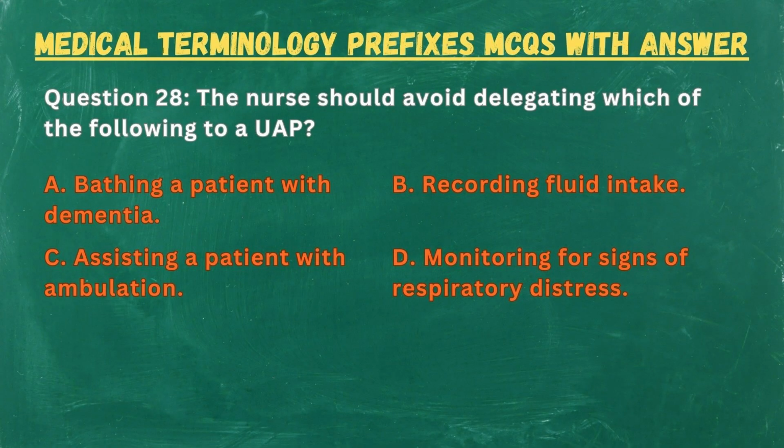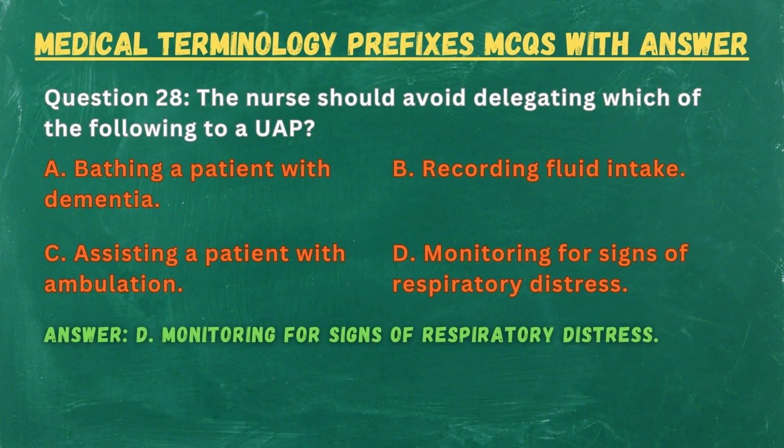Question 28. The nurse should avoid delegating which of the following to a UAP? A. Bathing a patient with dementia. B. Recording fluid intake. C. Assisting a patient with ambulation. D. Monitoring for signs of respiratory distress. Answer: D. Monitoring for signs of respiratory distress.